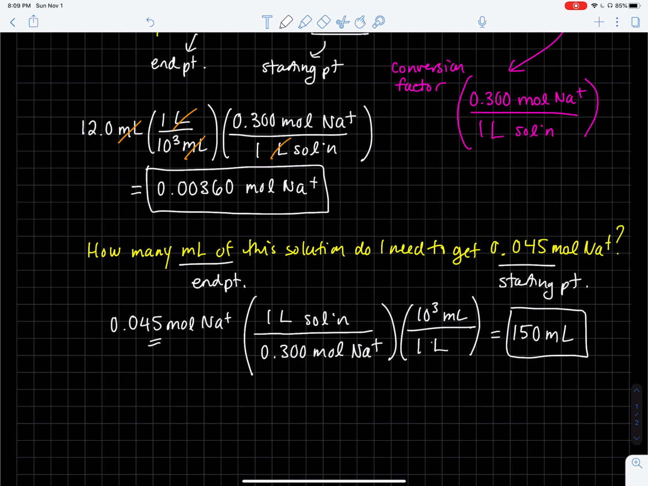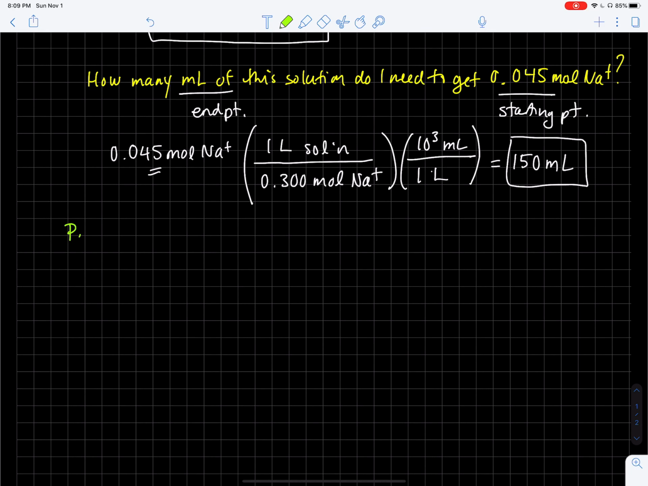Okay, so I'll give you one practice problem here, and you can stop the video and try it. So here's a practice problem. We have a solution which has sodium in it. It must have some counter ion, but apparently I don't care about that for this problem. The concentration of sodium is 0.032 molar.